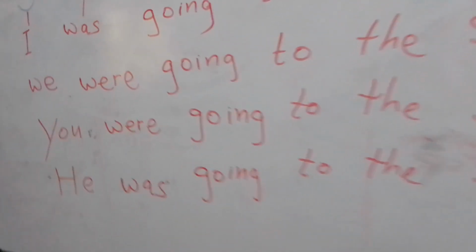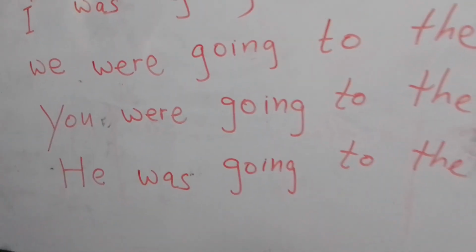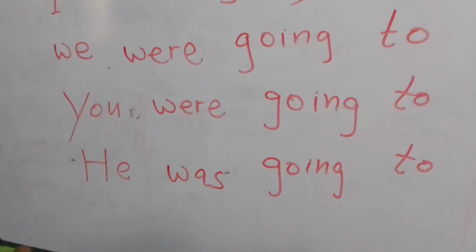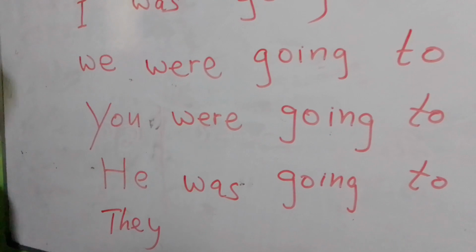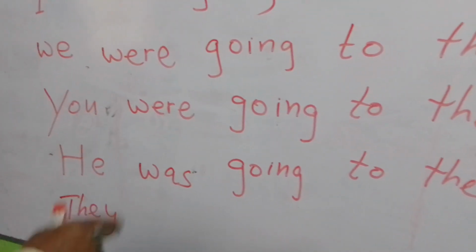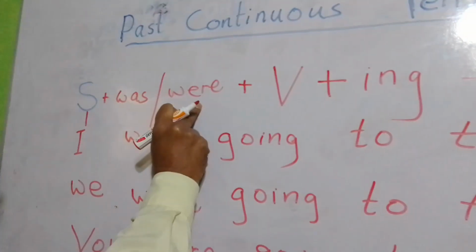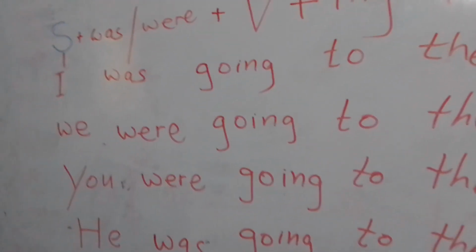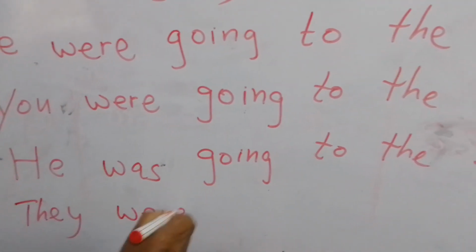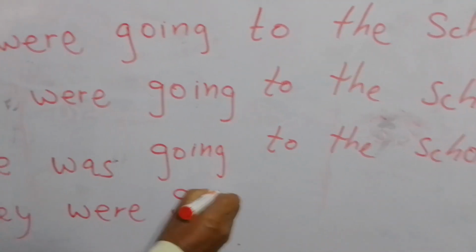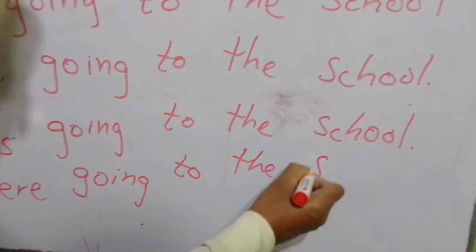Okay. We will write the plural form of the pronoun he. What is the plural of the pronoun he? The plural is they. Now, when the subject is they, we have to use the auxiliary verb were because it is a plural. Okay. Now we will write the auxiliary verb were. They were going to the school.